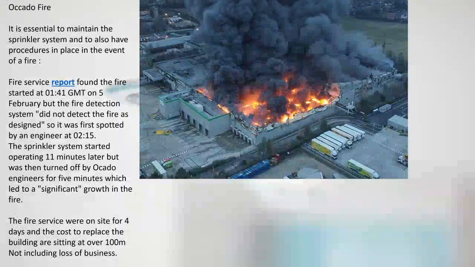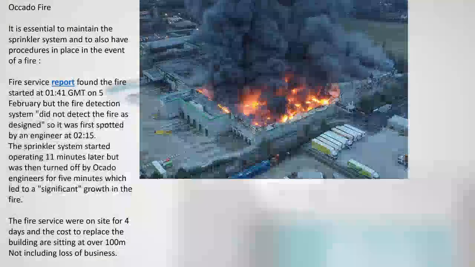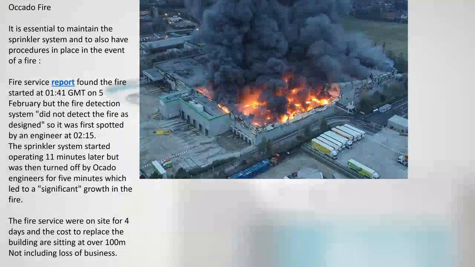So the fire detection system did not detect the fire as designed. It was first spotted by an engineer at 2:15 in the morning. The sprinkler system started to operate within 11 minutes, but then was turned off by the engineer for 5 minutes. Now, what had happened when he switched off the system was, unknown to him, that the fire had started in another part of the racking system.